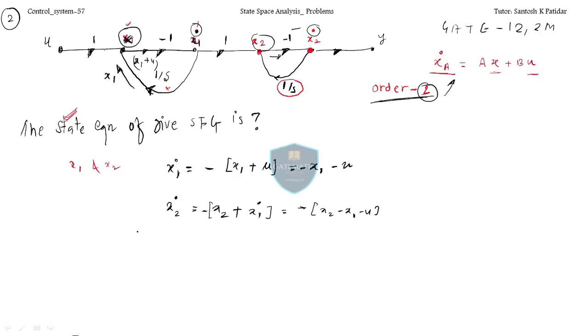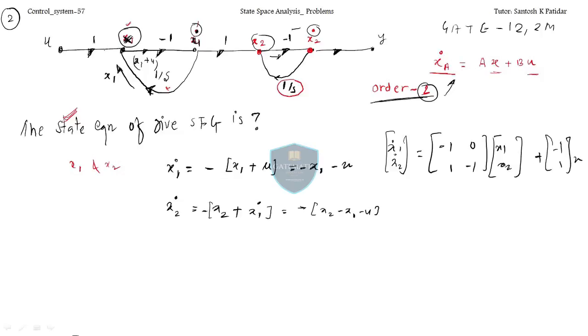Now if you rearrange all these things, you will get the matrix, and that matrix I am going to write directly: x1 x2 is nothing but minus 1 0 minus 1 1, and here it's x1 and x2 plus minus 1 1 u, isn't it? So this is what they were asking. They're asking for the state equation, right?